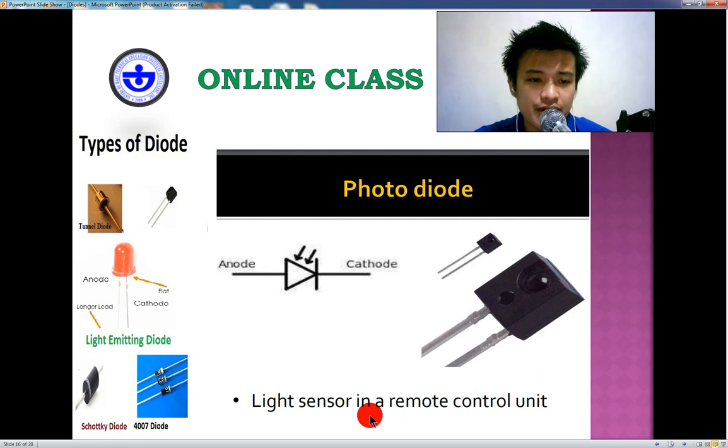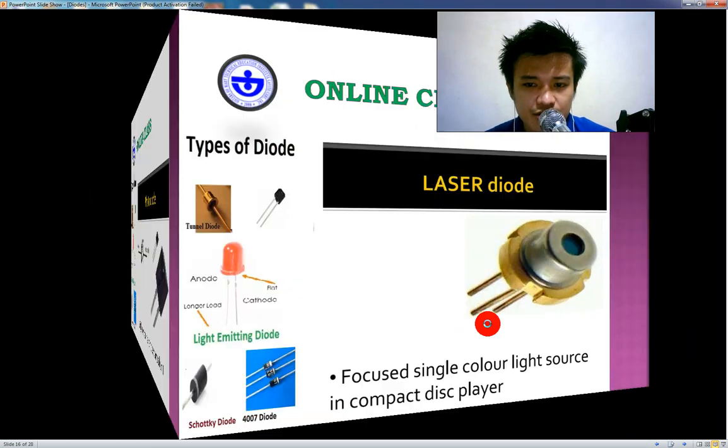Now this photodiode is a light sensor. Usually we can see this one in the remote of our TV. Yes, the part that will receive the signal from our remote. That is an example of a photodiode. I hope that is understood.